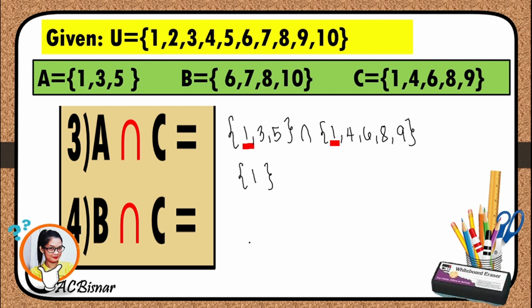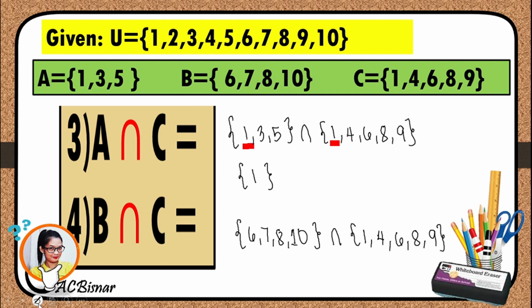Next, for number 4, find the intersection of B and C. Now, what are the elements in B? We have 6, 7, 8, and 10. Now, what are the elements in C? We have 1, 4, 6, 8, and 9. So, again, just like what we did in number 3, we must find the common elements. Do we have 6? Okay, we have 6. How about 7? There's no 7. How about 8? There is 8. How about 10? There's no 10. So as you observe, there are 2 common elements in set B and in set C. And what are those 2 common elements? We have 6 and 8. And this will be the intersection of B and C.